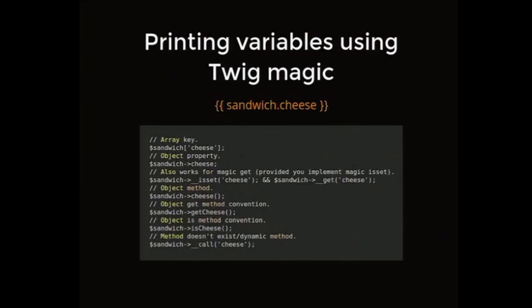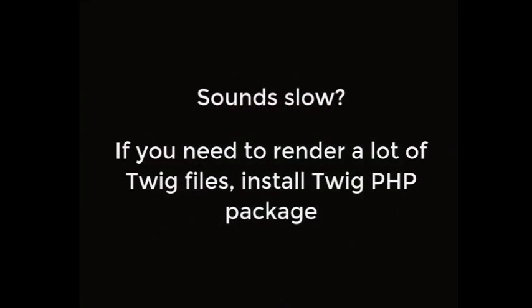So let's say when I'm printing this cheese inside sandwich, it could be an item in an array. It could be a property inside an object. It could be a method, or even a method with the get or is method conventions, which makes it very powerful because you only need to care about this syntax, and whatever you are printing, you always use the same syntax. Some people might think that this sounds slow.